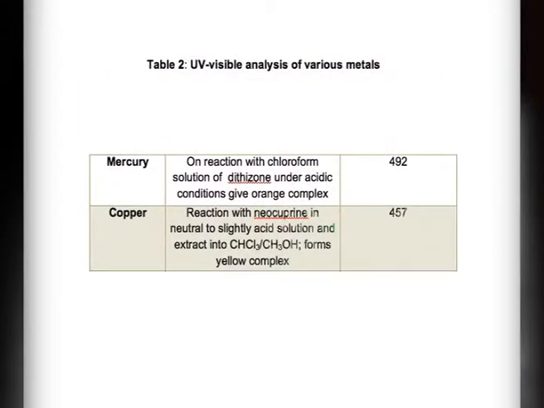Mercury, on reaction with the chloroform solution of dithizone under acidic conditions, gives an orange complex, which absorbs at 492 nanometers. Copper, on reaction with neocuproine in a neutral to slightly acidic solution and extracted into chloroform and methanol, forms a yellow complex, which absorbs at 457 nanometers.